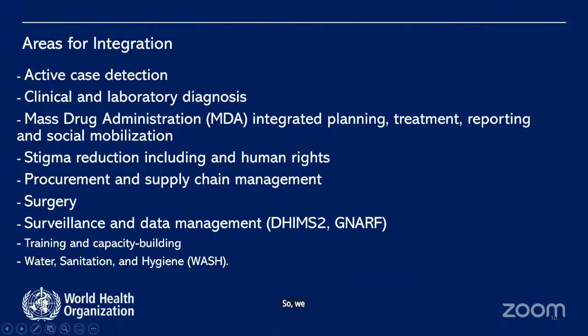So we can have integration in the active case detection, so that when people go out into the communities to actively find cases, it will not just be one disease that they are looking for. They could have guidance to help them pick as many of the diseases as possible. And I've already mentioned the laboratory diagnosis and the rest, so that we strengthen our laboratories in such a way that they can pick many of the conditions, not just one condition.